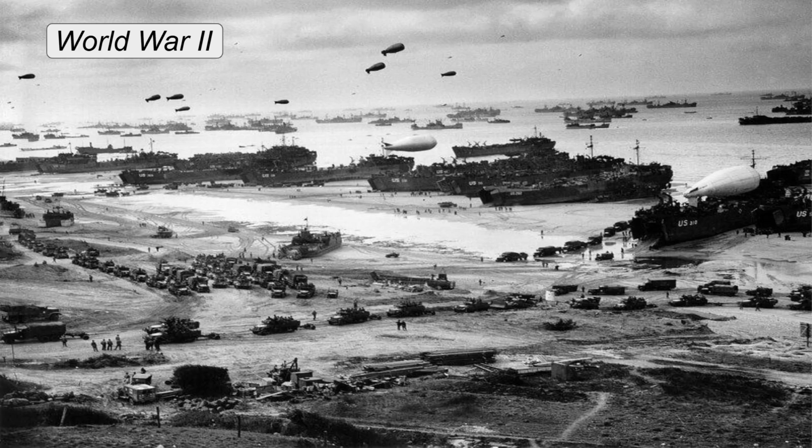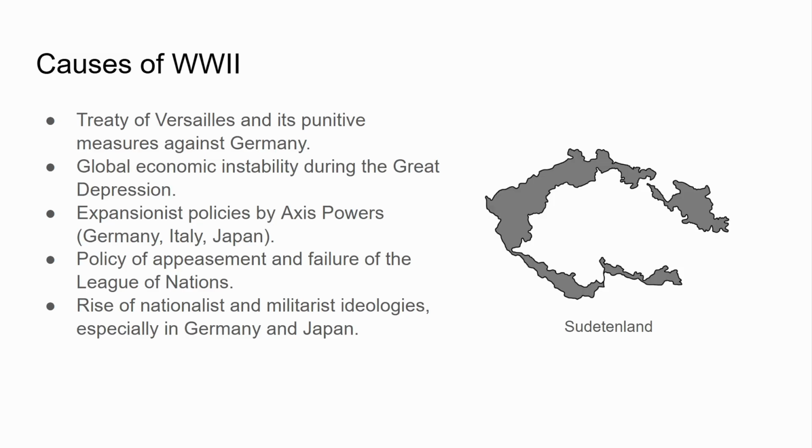World War II. Next slide. The main causes of World War II were the following: the Treaty of Versailles and its very small measures to deal with Germany, the global economic instability during the Great Depression, which was the catalyst for Germany, to be explained later. Expansionist policy, also later. Policies of appeasement and the failure of the League of Nations.